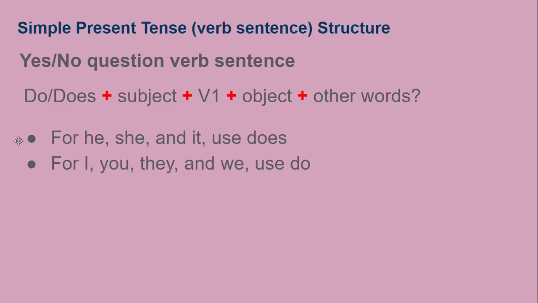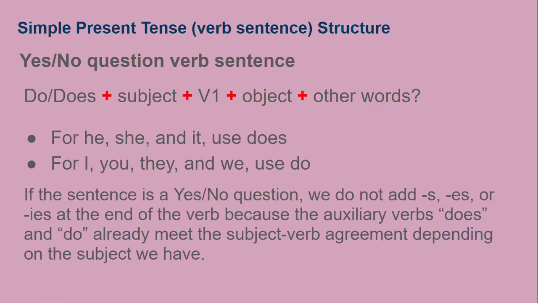Now, for he, she, and it, we use does. And for I, you, they, and we, we use do. So we use the auxiliary verb does for he, she, it, and we use the auxiliary verb do for I, you, they, and we.